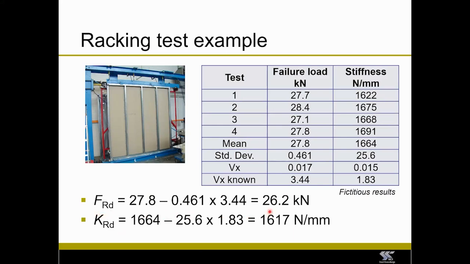In this case, we're getting 26.2 from a mean value of 27.8. And for the stiffness, we're getting 1,617 from a mean value of 1,664. So obviously there's a reduced value from the mean, and you can't simply use the mean as a design value. You need to take into account the variation that you get from test results.